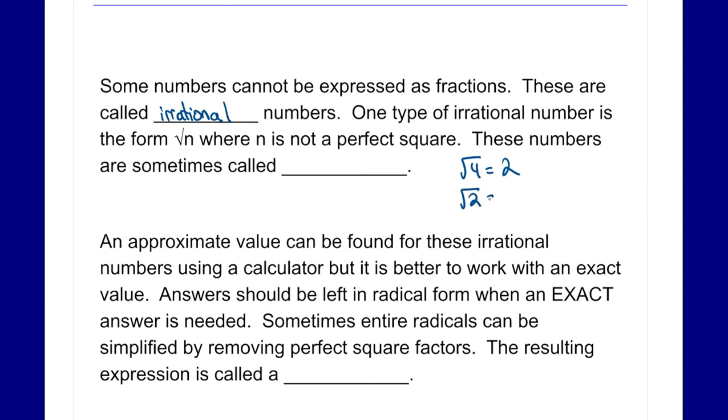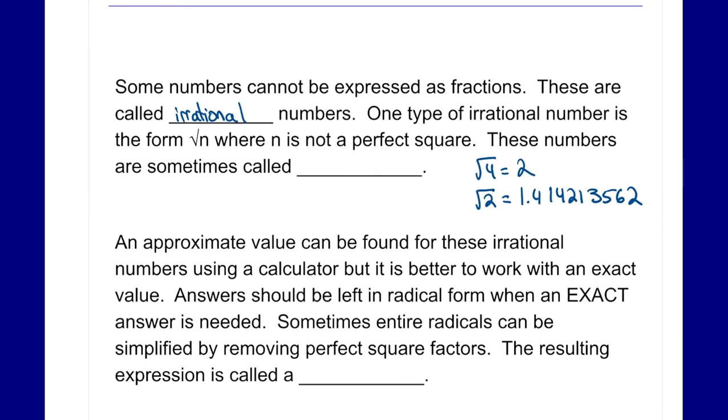However, if I was to do the square root of 2, punch that into my calculator, I get 1.414213562. And even though my calculator ends there, it actually continues on. So this is what we call an irrational number. It's a decimal number that's non-terminating, which means it goes on forever. So when we have these terms, which we call radicals, they're a specific type of irrational number.